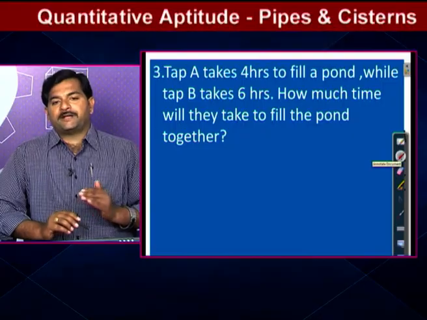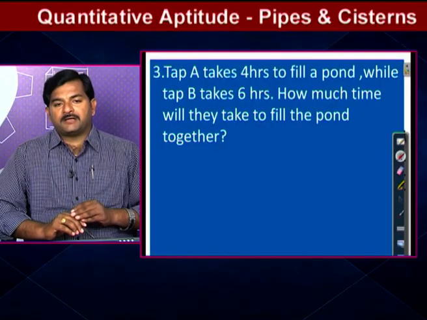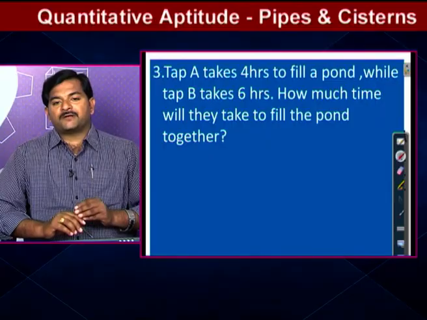The difference here is that in the previous question the work was in terms of minutes, whereas here it is in terms of hours. Tap A takes 4 hours to fill a pond, while tap B takes 6 hours. Same question. Earlier 20 minutes, 30 minutes, whereas here 4 hours and 6 hours. Now I told you 3 types. Type 1 is that we can solve by using their 1 day work, 1 minute work, or 1 hour work. The second type is the formula xy by x plus y, and type 3 is based on the LCM by factors concept. If you have a good command on LCM, the third type is very easy.